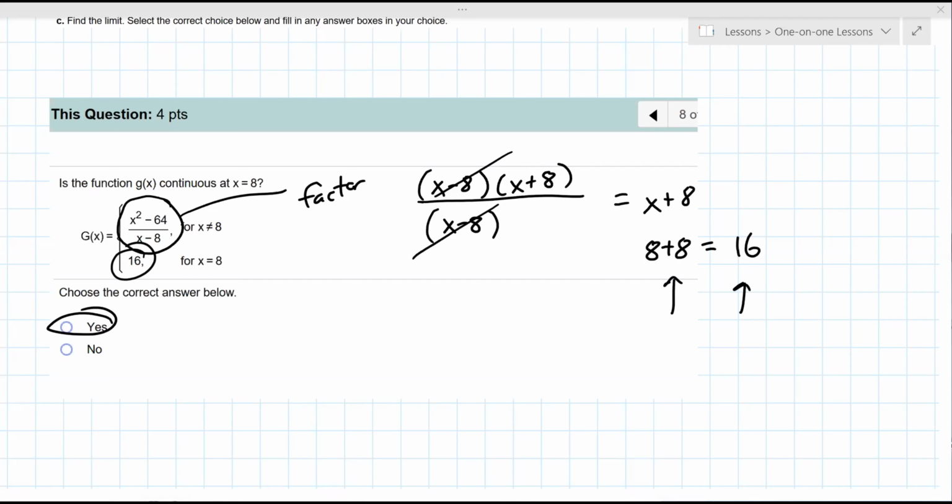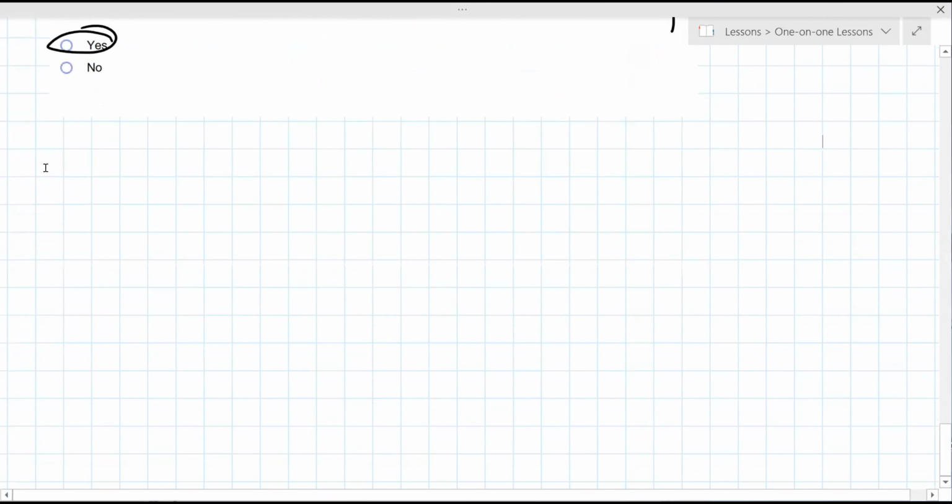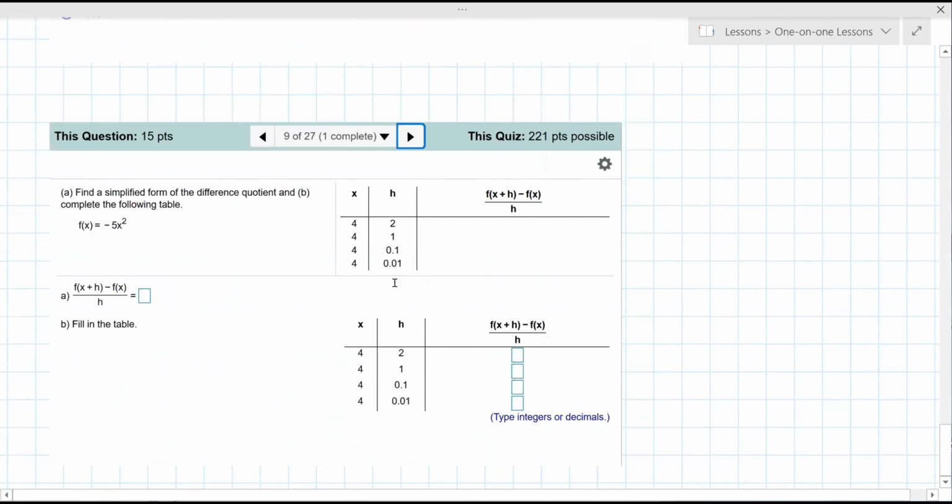Ugh, this one's horrible. You're going to be allowed to use a calculator on this test, I'm sure of. Do they let you use a full graphing calculator or? Yeah, definitely. Okay. All right.